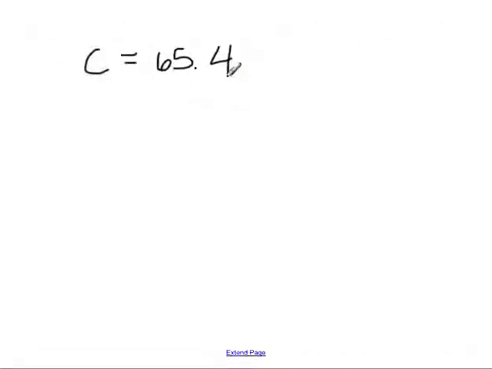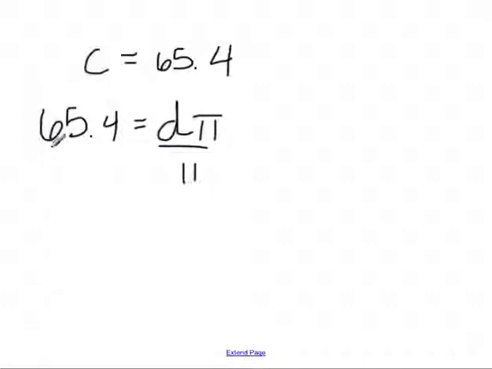Well, let's start by finding the diameter. So we know the circumference is 65.4 feet, and that's going to be equal to the diameter times pi. So then to solve for the diameter, we're going to divide both sides by pi. So when we do that, we end up getting that the diameter is equal to 65.4 divided by pi, which is 20.82.